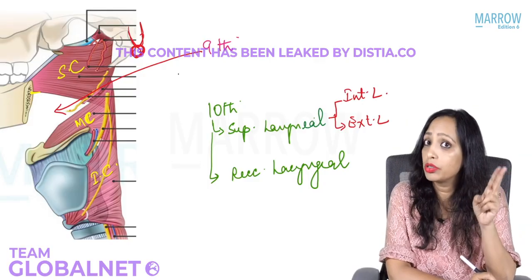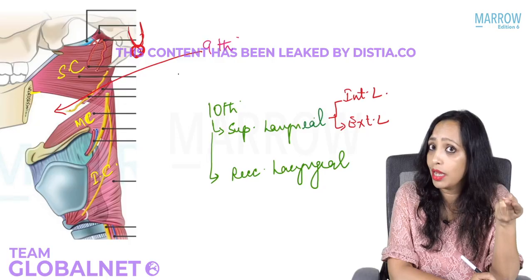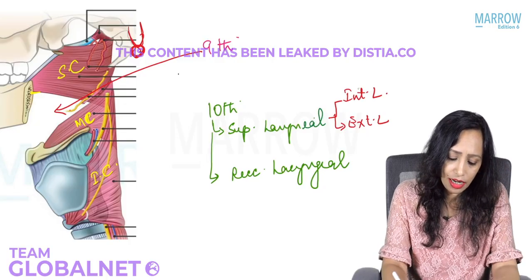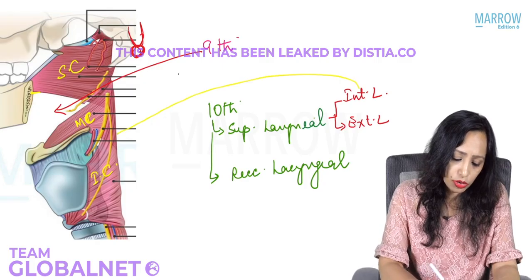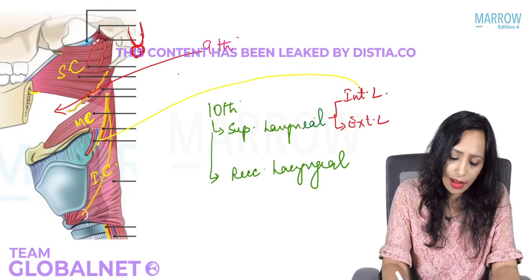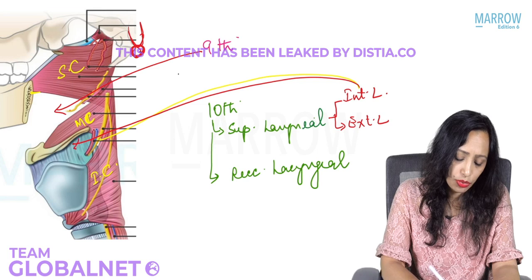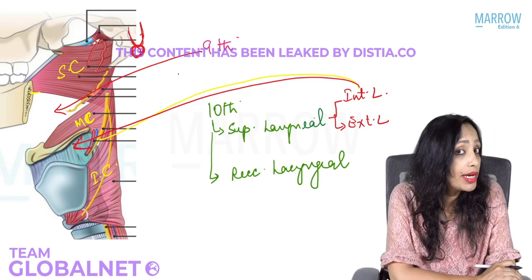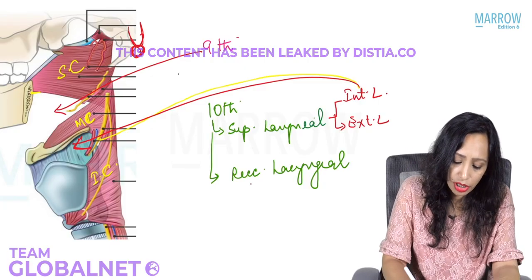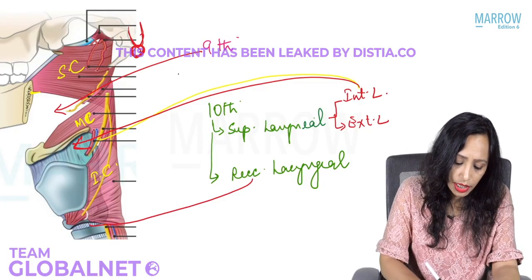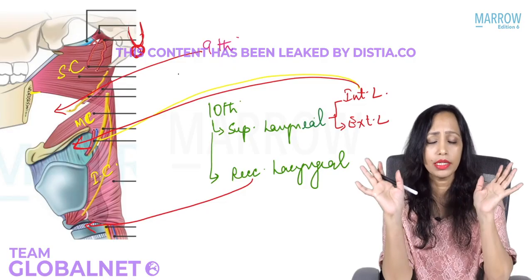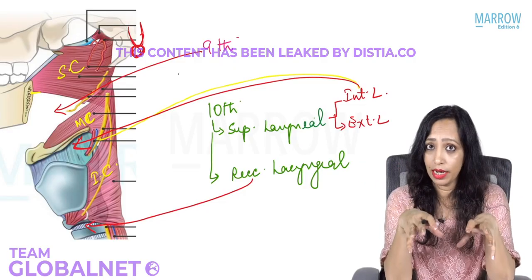The next now to enter into the pharynx is the superior laryngeal branch. Which branch? Internal branch. So this internal branch will enter through the second gap. And what is the second gap? Yes, the second gap is in between the middle and the inferior constrictor, right? And the third nerve that will enter is the recurrent laryngeal. Recurrent laryngeal will enter in between the inferior constrictor and the esophagus. Is that clear? Now this is very, very commonly asked.